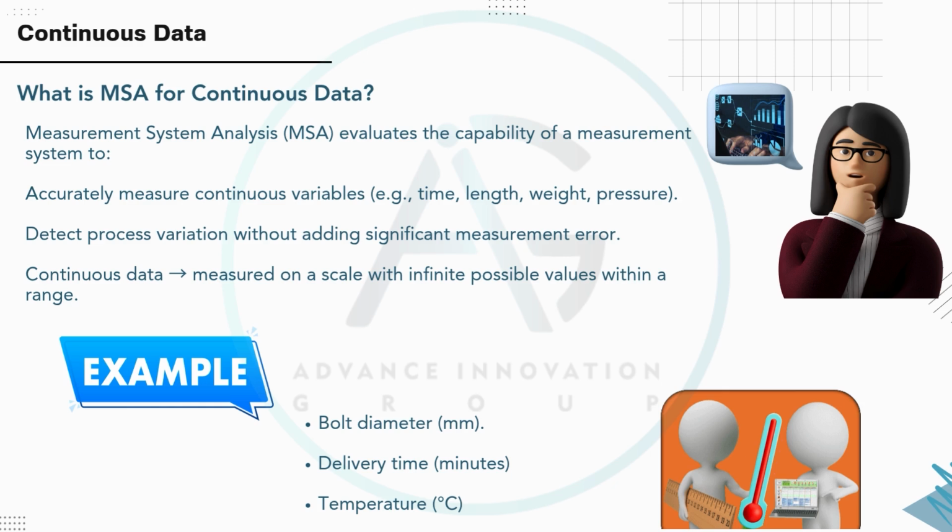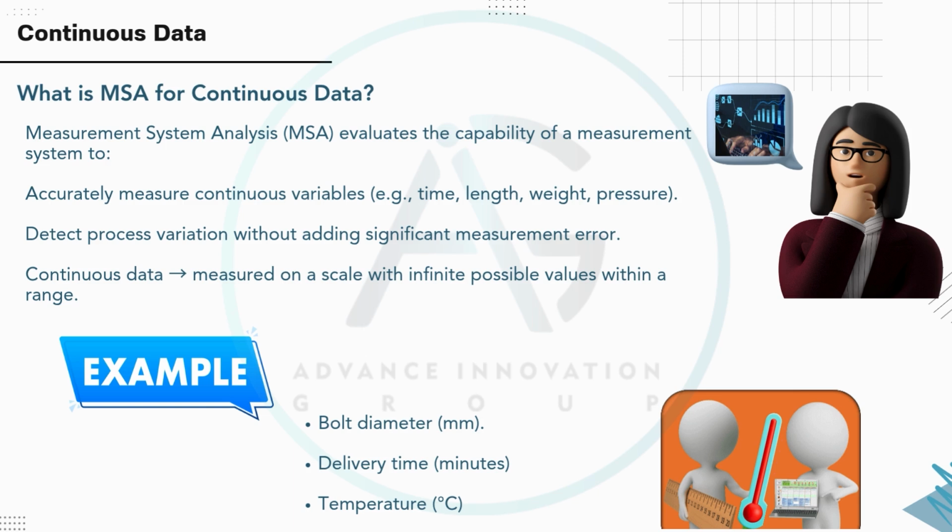First, it must be able to accurately measure continuous variables. These include things like time, length, weight, or pressure. Anything that can take on a wide range of values on a continuous scale. Second, it should be able to detect process variation, meaning it should help us see when a process changes or shifts. And finally, it must do all this without introducing too much measurement error.